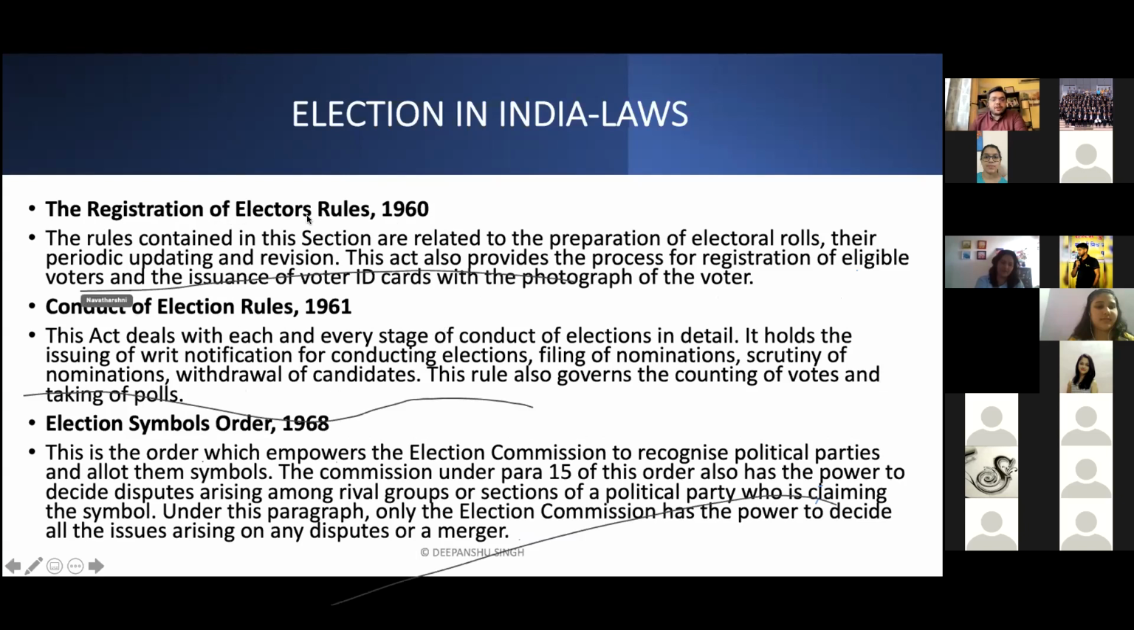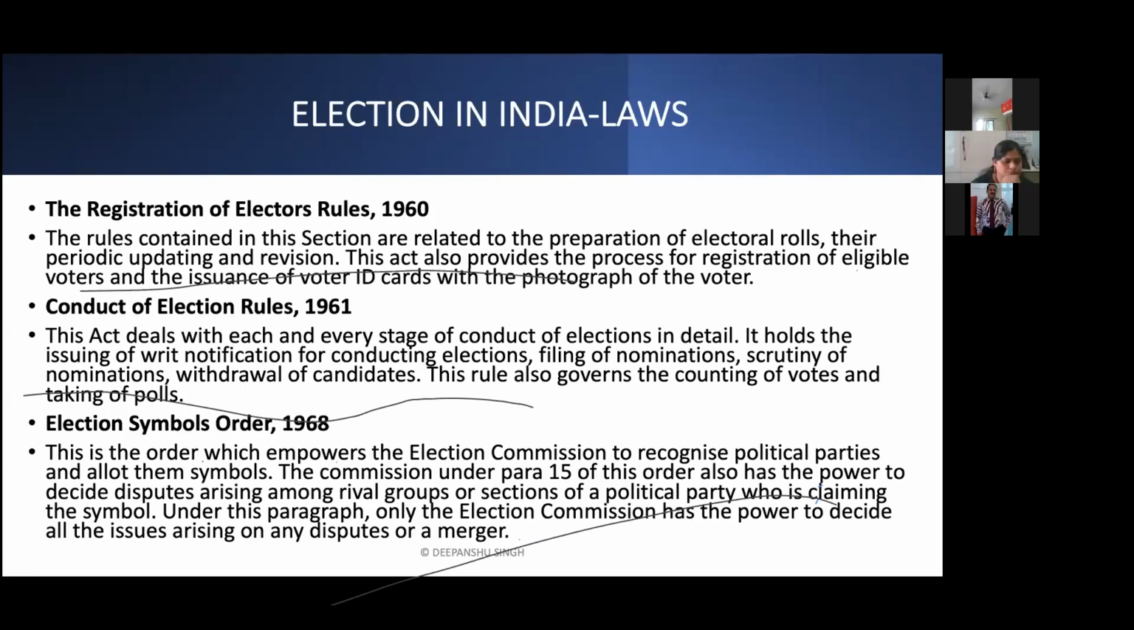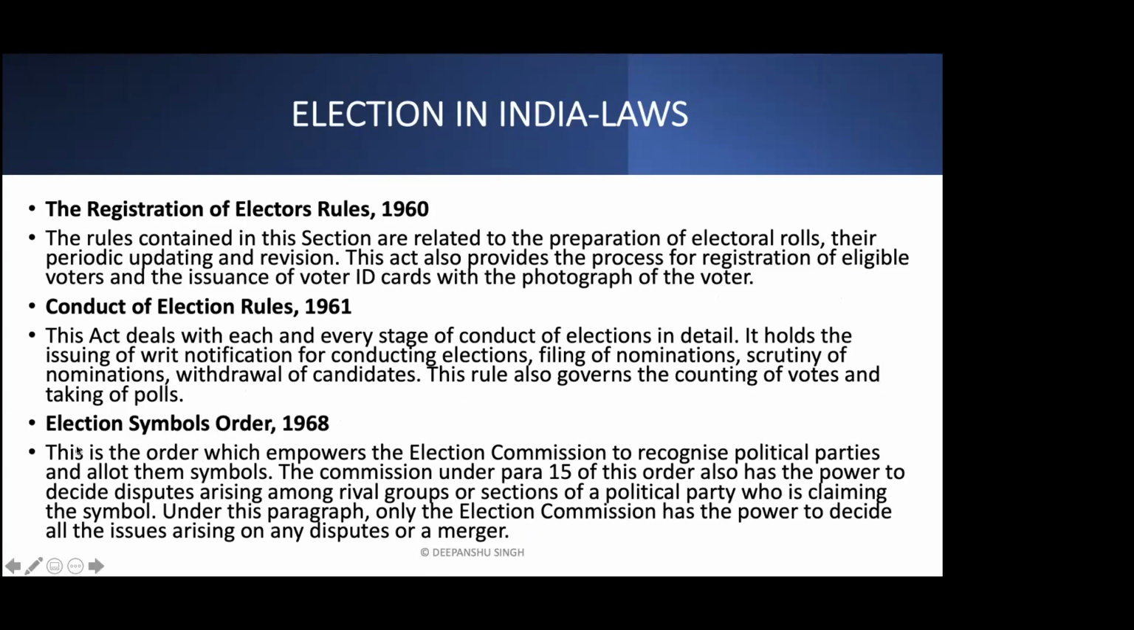The Registration of Electors Rules 1960 basically talks about how the voter ID card will be issued, etc., and what all details will be there. The Conduct of Elections Rules talks about filing of nomination, scrutiny of nomination, and the returning officer. The Election Symbols Order, as I mentioned previously, talks about how electoral symbols are allocated in India, and the final authority in case of a dispute lies with the Election Commission of India.